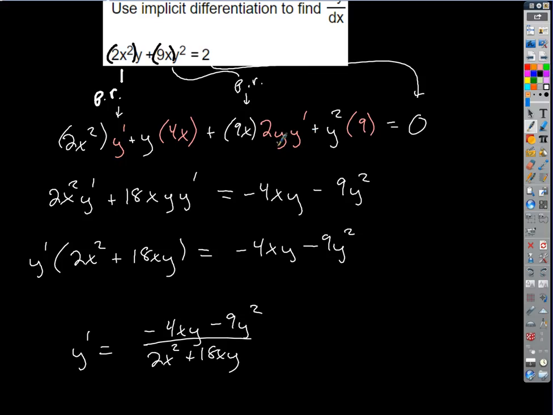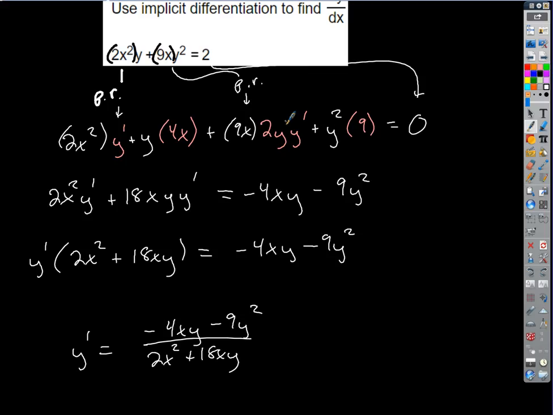2 times y to the 1. So there's the first layer. The derivative of y squared is 2 times y to the 1, times the derivative of what's inside, which is the derivative of y with respect to x, which is my y prime. Okay, so I need both of those layers there. Okay? Other questions on that?